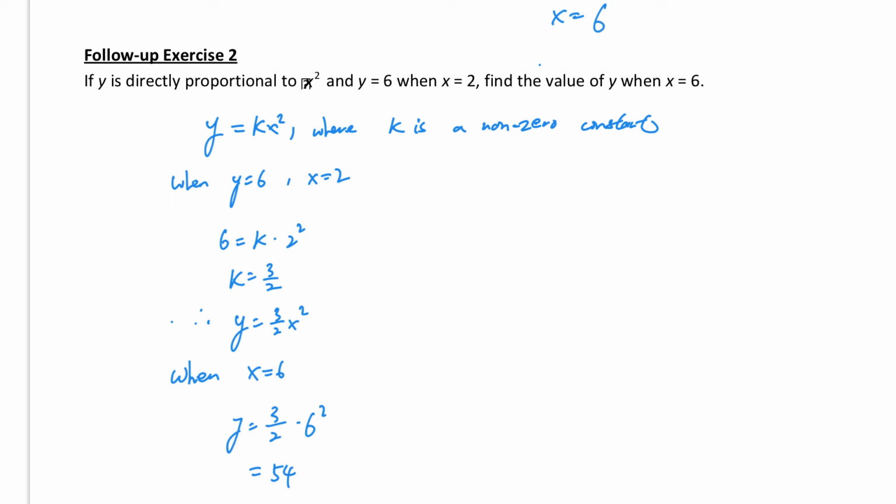For exercise 2, y is directly proportional to x squared. Give you one piece of information. Find the value of y when x is equal to 2. Same idea. Set up the equation with unknown k. Substitute the information to find the value of k. After that, substitute x is equal to 6. You can find the answer.